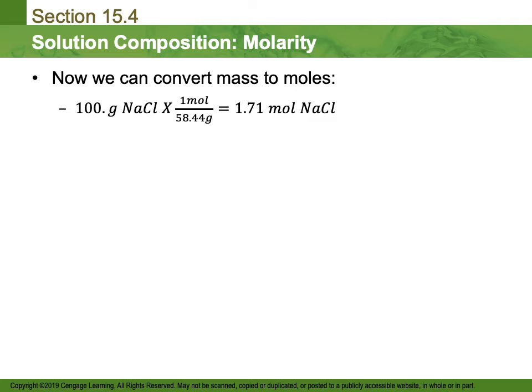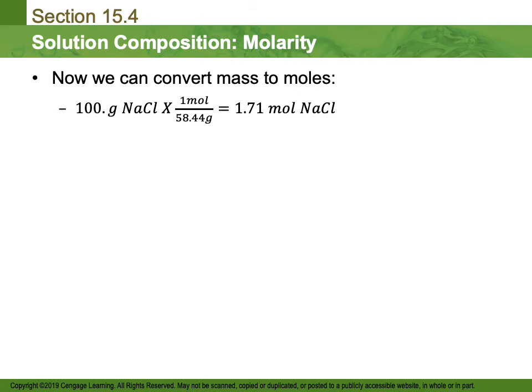Now we can use the molar mass of sodium chloride to convert grams to moles. The starting mass of sodium chloride was 100 grams, and the molar mass of sodium chloride was 58.44 grams per mole. So we put the moles on top and the mass on the bottom so that when we do our math, the grams will divide out. So we're left with moles. And when we convert 100 grams into moles, we get 1.71 moles of sodium chloride.